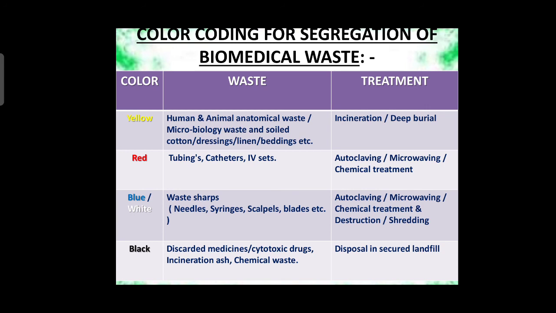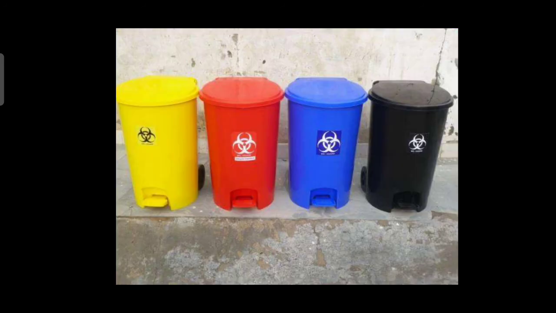Sometimes, depending on the hospital policy, there are little changes in the colors. Some people use only blue or white for sharp instruments, and blue for plastic items. Some hospitals use green for normal general waste. So this is the basic: yellow for human and animal anatomical waste, red for tubing and catheters, blue and white for sharp instruments, and black for discarded medicine. You can notice these containers in the hospital, but in private or different hospitals there is some modification of this color code.